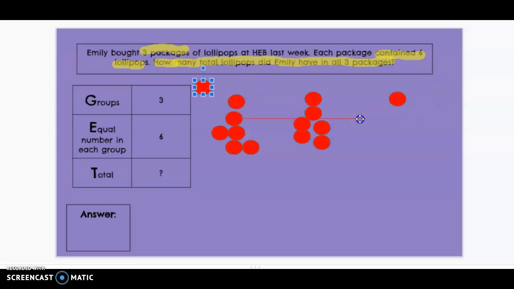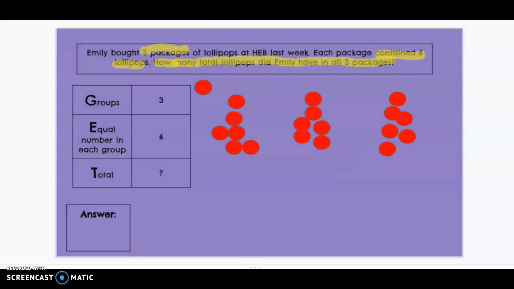1, 2, 3, 4, 5, 6. Those are my 3 groups and 6 in each group. These are my 3 packages of lollipops, and these are the 6 lollipops in each group.